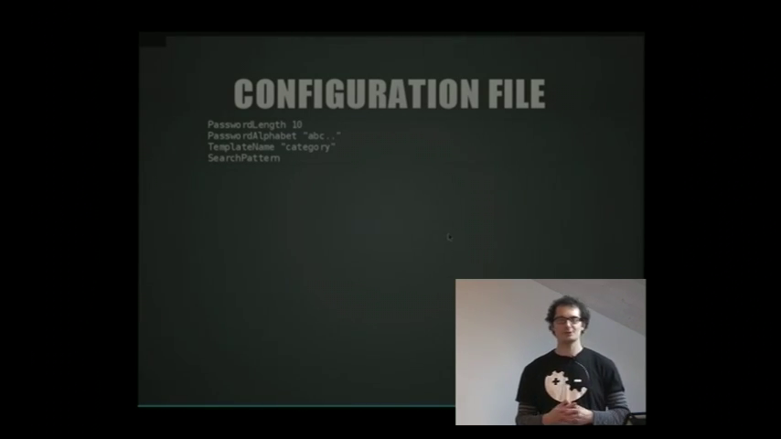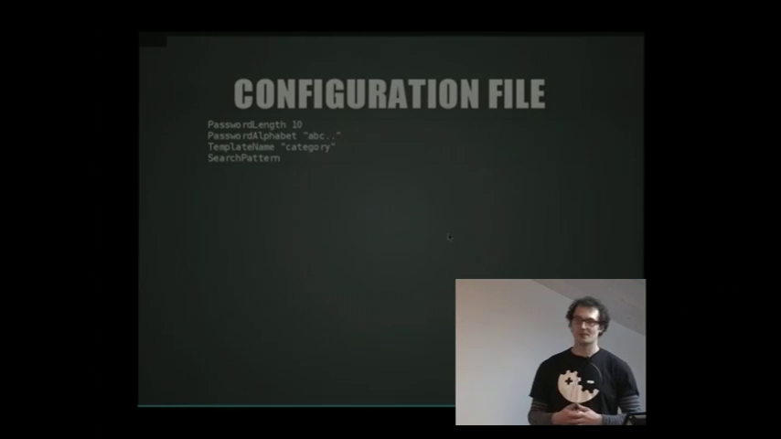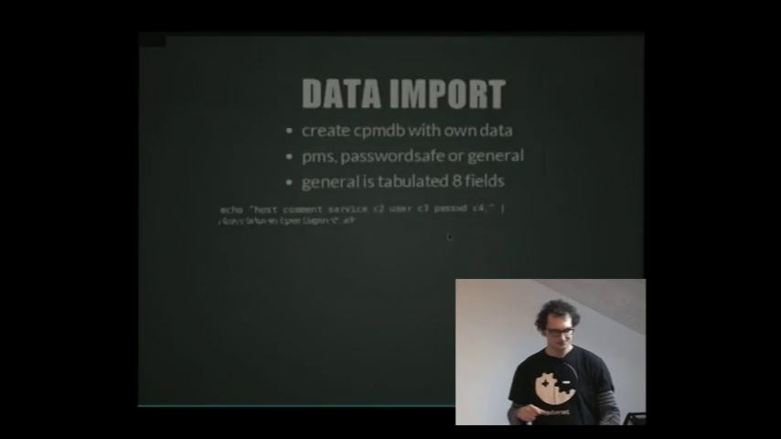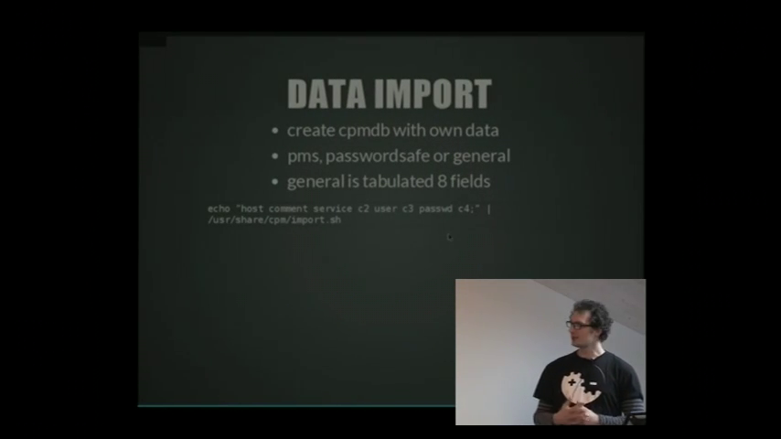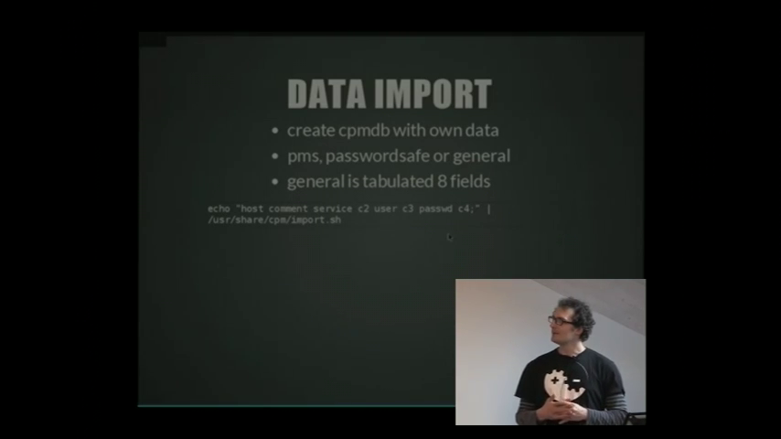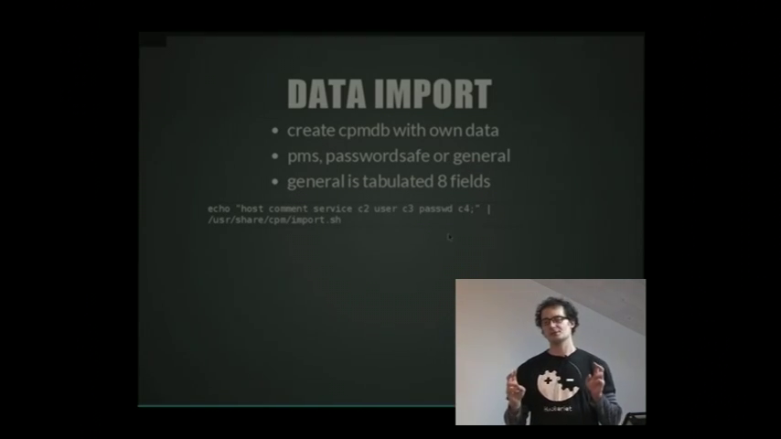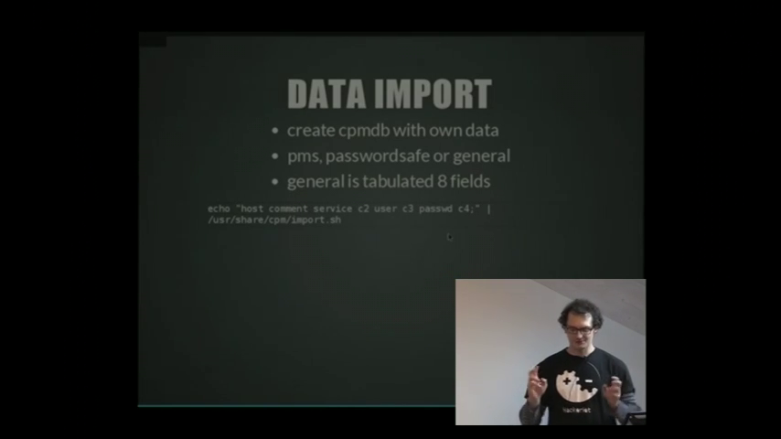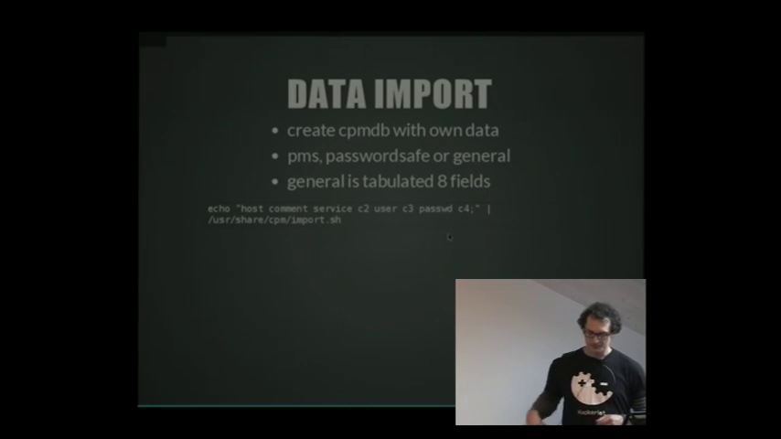The characters that are allowed for passwords, and the search patterns. You can also specify how the hierarchy looks. There's also data import. Data import is really handy if you already have a password database. The general password database import has 8 fields. The first one is host, the second one is comments, and so on. And you just run /usr/share/cpm/import, and you can pipe your data in there.